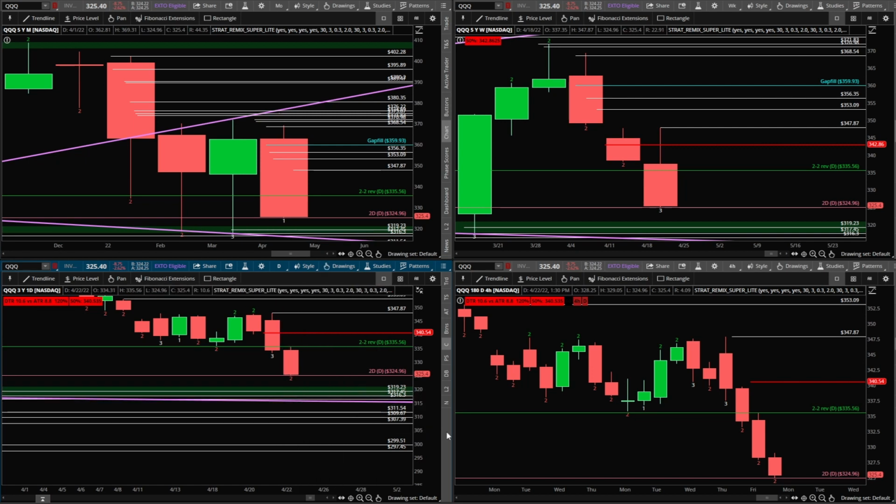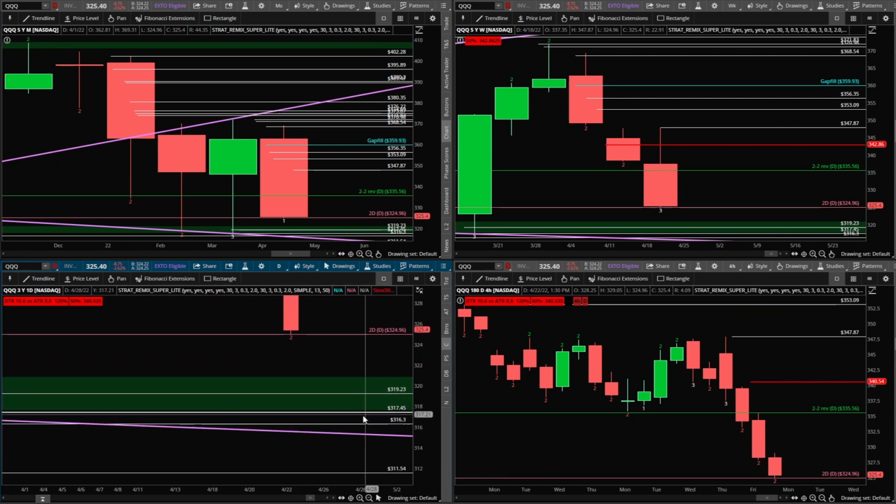But right below that liquidity zone, let me go ahead and do this right here. We have the bottom of a broadening formation. So around like the 316, 315 area. I mean, y'all, this is unreal stuff right now.